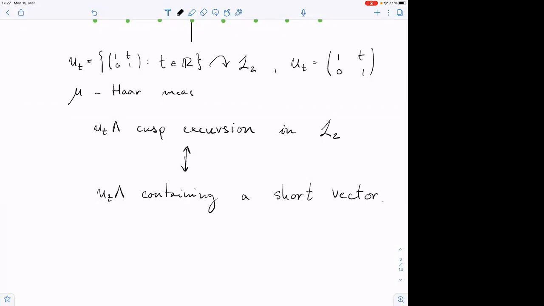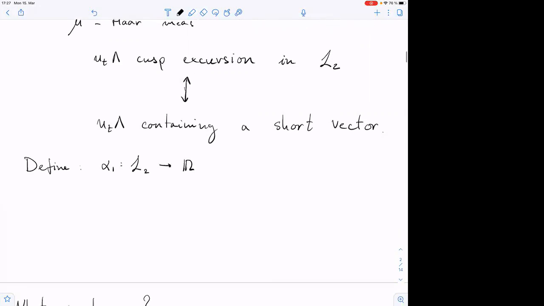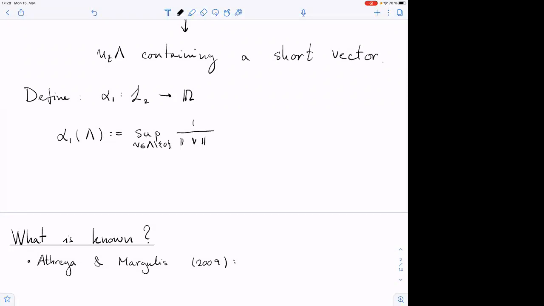Okay, so if we want to study cusp excursions in this picture, we want to study sequences of lattices with short vectors. And for that purpose, it's useful to define the following function. I'll call it alpha 1. It's from L2 into the reals. And what alpha 1 does is it takes a lattice lambda and gives me the supremum over all non-zero lattice points v in lambda of 1 over the norm of v. So we see the supremum is realized by the shortest vectors in the lattice, because obviously if the vector is short, the norm is small, so 1 over the norm is large. This is a very important function for studying cusp excursions.